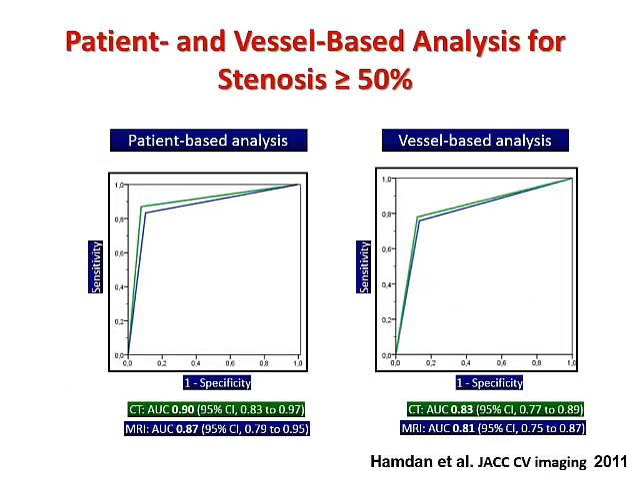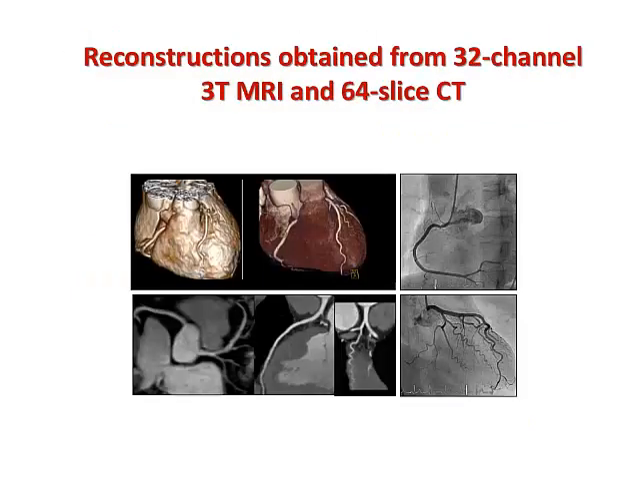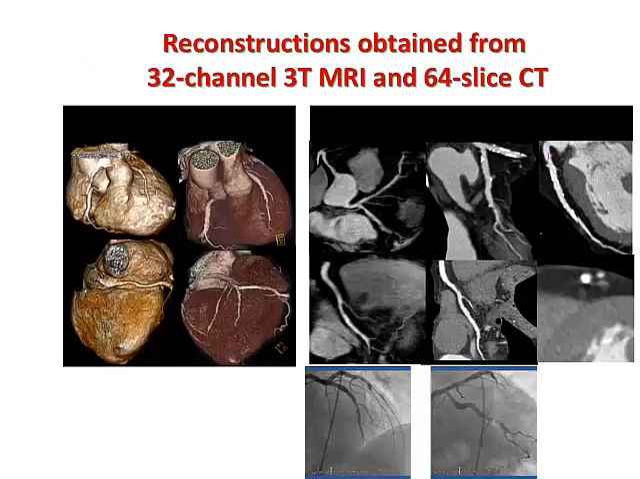The diagnostic performance of MRI and CT was excellent, and there was no difference between them. I will show you an example of volume rendering using MRI, using CT, and invasive angiography. This patient has a normal CT, MRI, and invasive angiography. The second example is a patient with significant stenosis in the LAD, as we can see here.